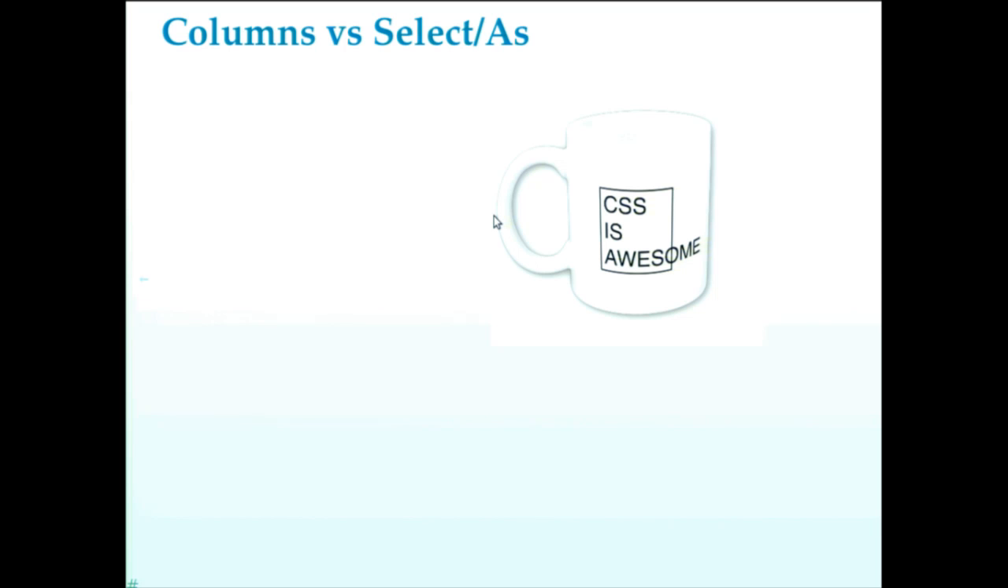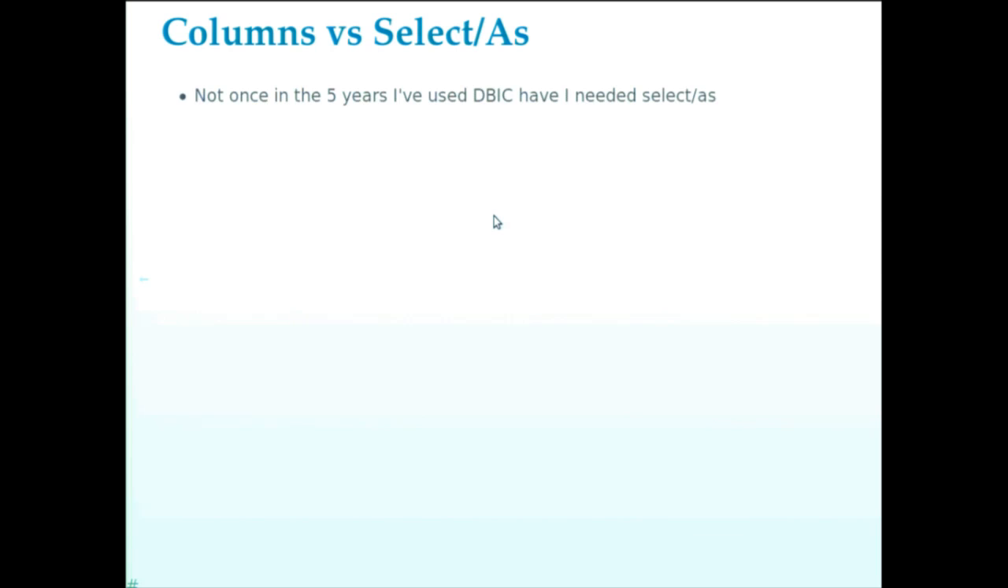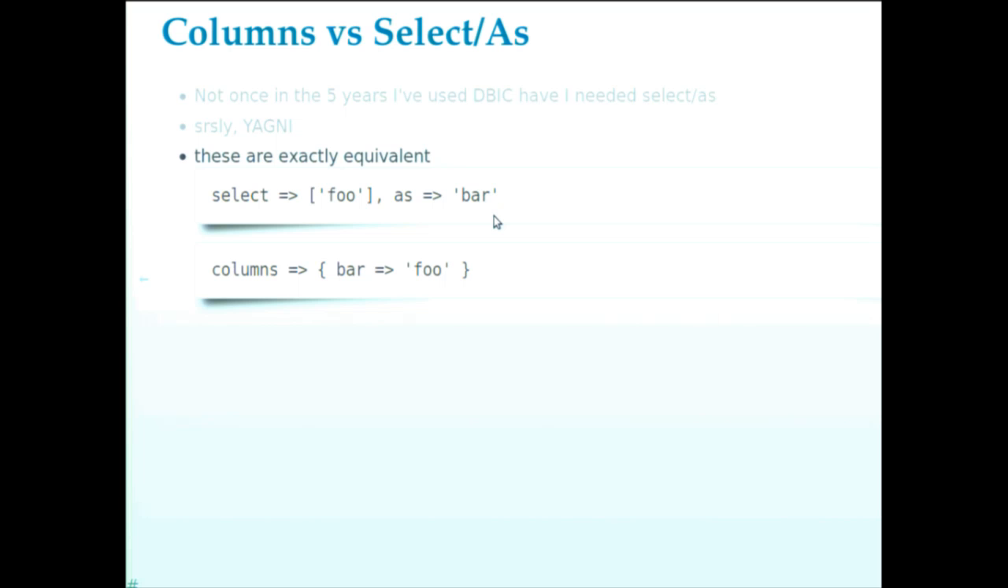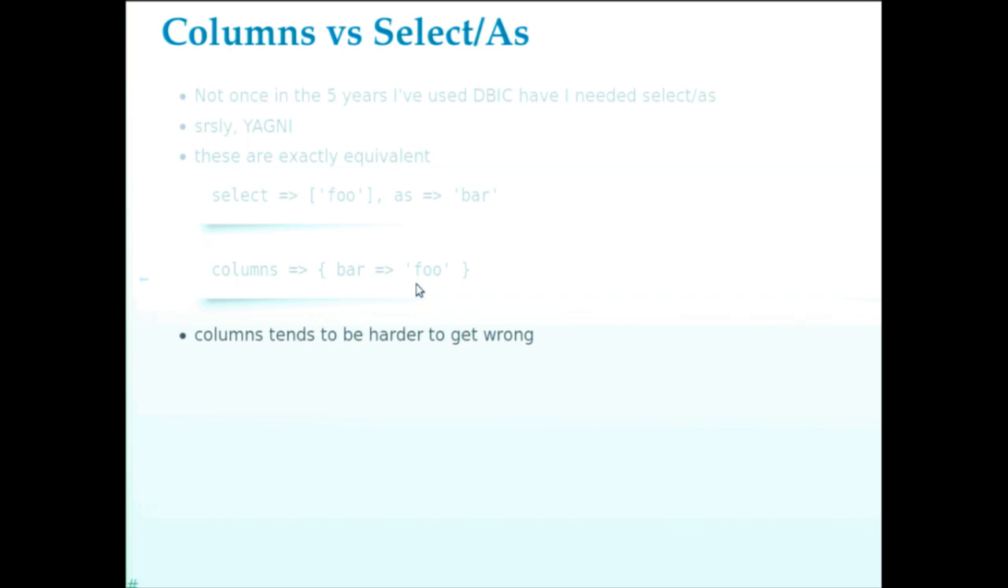Okay. So columns versus select as. I've never, ever needed select as. Not only is it poorly named, but it has a weird API. You don't need it. I mean, you might need it, but you almost certainly don't. These two things are the same. So you selected foo as bar. You can use columns, bar goes to foo. These are exactly the same. There's only one thing that columns can do that select can't.